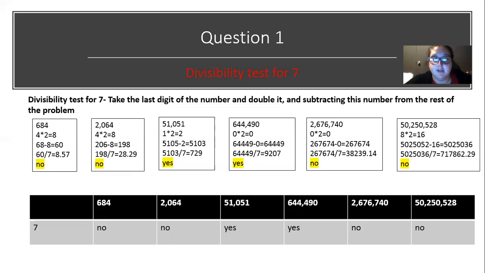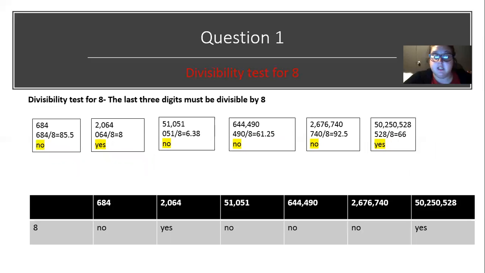And when you divide that by 7, you're going to get a decimal, which is not what we're wanting. We're wanting a whole number. So that one's going to be a no. So we're going to do the same thing with all of the numbers. We got 684 is not divisible. 2,064 is not divisible by 7. 51,051 is. 644,490 is divisible by 7. 2,676,740 is not divisible by 7. And then we've got 50,250,528, which is also not divisible by 7.